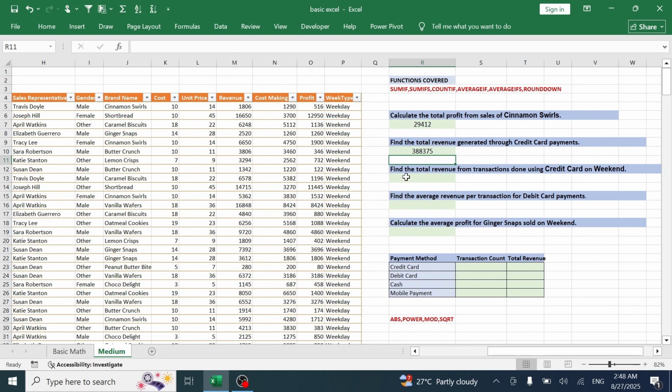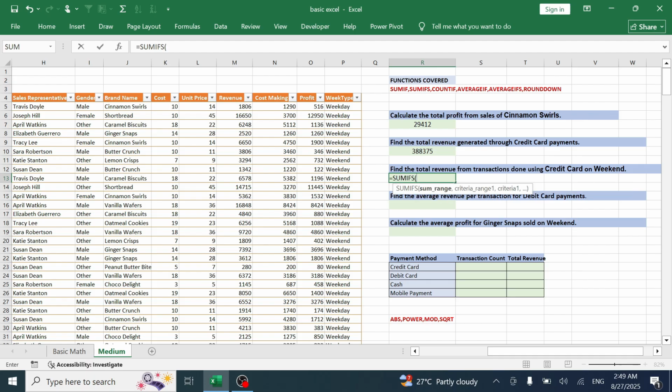The third question is, find the total revenue from transactions done using credit card on weekend. So here you can see we have two multiple conditions. First, the condition will be credit card. The second condition will be weekend from the week type column, and we need to calculate total revenue. So here we need to use SUMIFS, because we need to calculate total revenue generated from credit card on weekend.